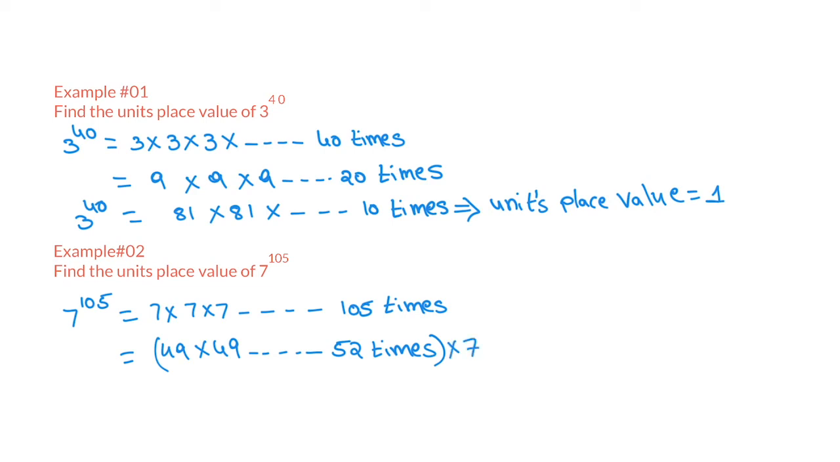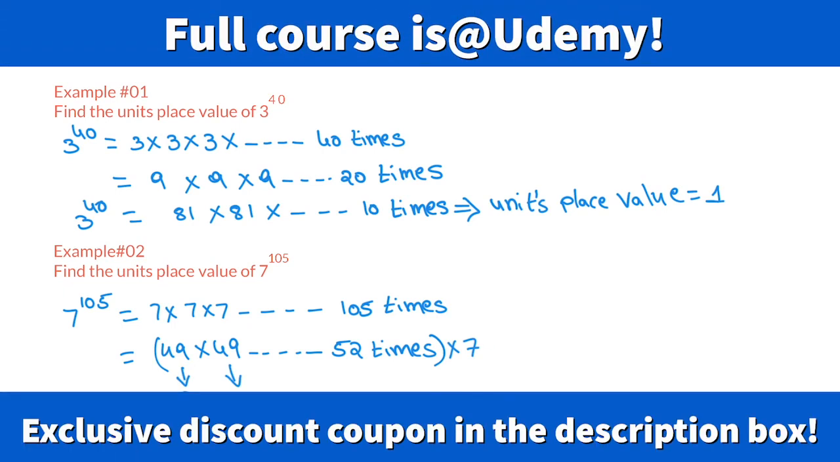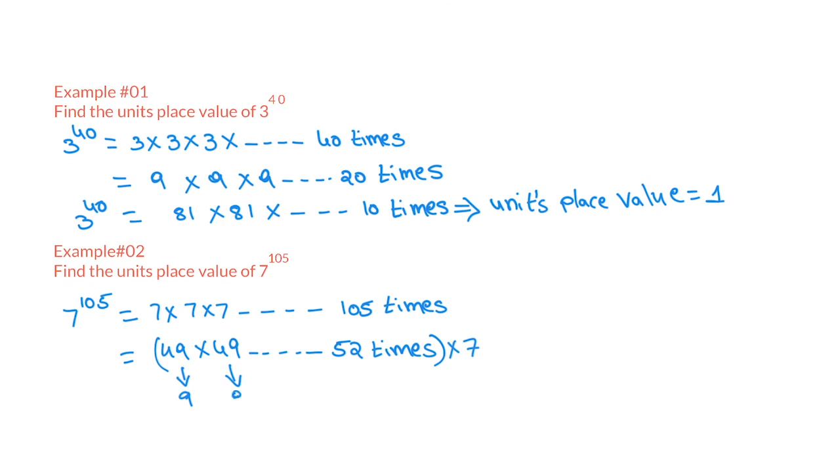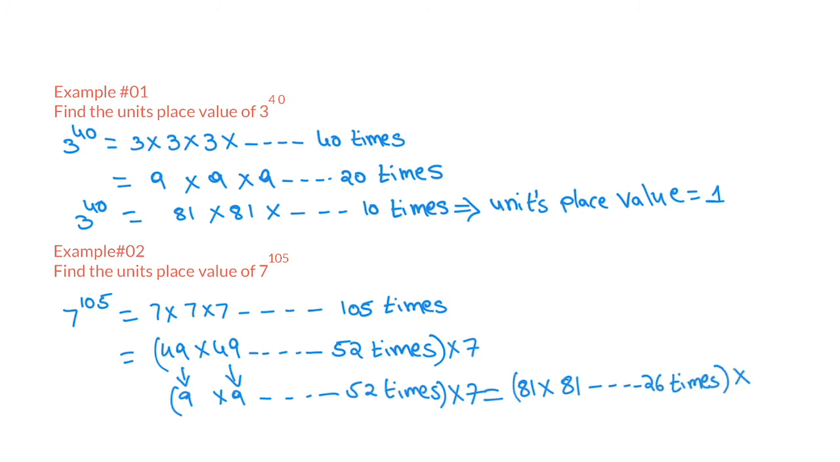Right? Now, identify units place value in this 49 multiplied with 49, 52 times. So it is 9 multiplied with 9 multiplied with itself 52 times, multiplied with 7. Right? Just like in our previous example, we know 9 multiplied with 9 can be written as 81, and 9 multiplied with 9, 52 times is nothing but 81 multiplied with 81, 26 times, and it is to be multiplied with 7.